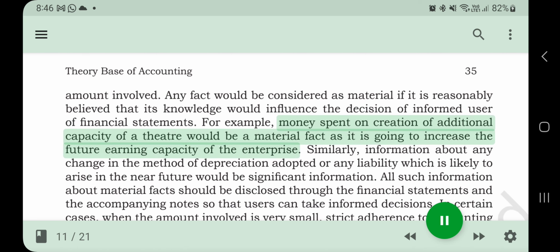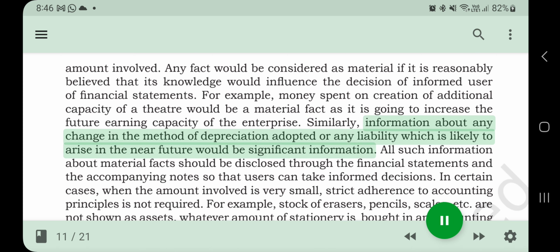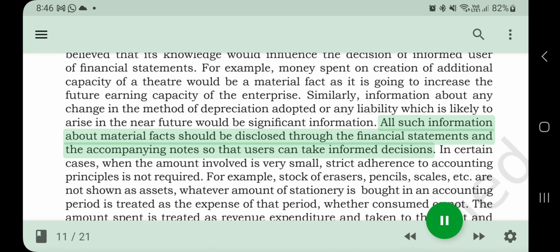For example, money spent on creation of additional capacity of a theater would be a material fact as it is going to increase the future earning capacity of the enterprise. Similarly, information about any change in the method of depreciation adopted or any liability which is likely to arise in the near future would be significant information. All such information about material facts should be disclosed through the financial statements and the accompanying notes so that users can take informed decisions.